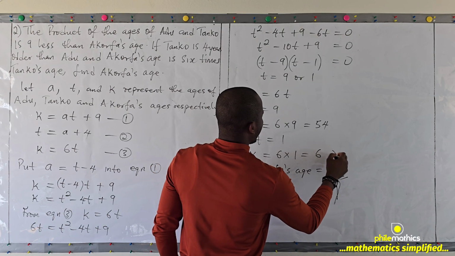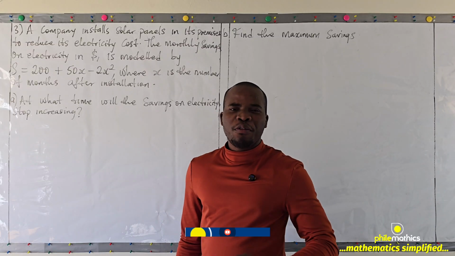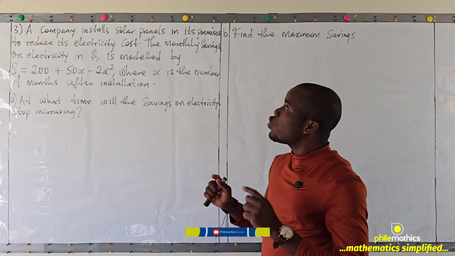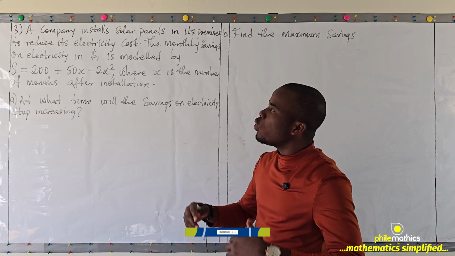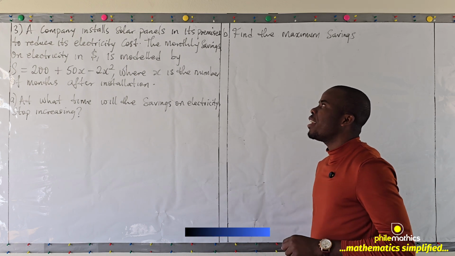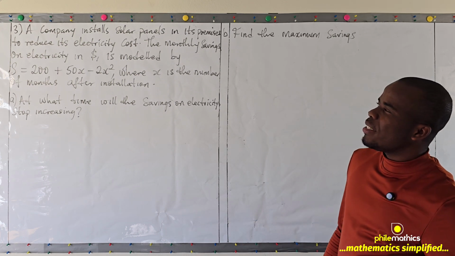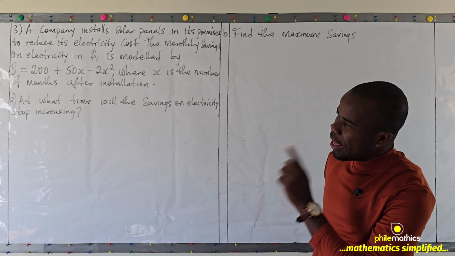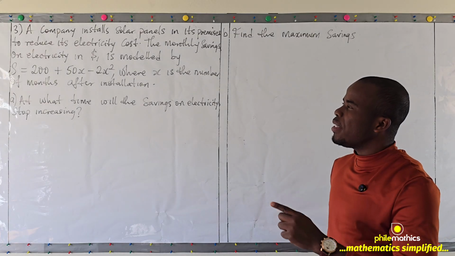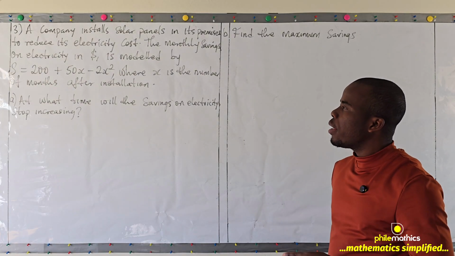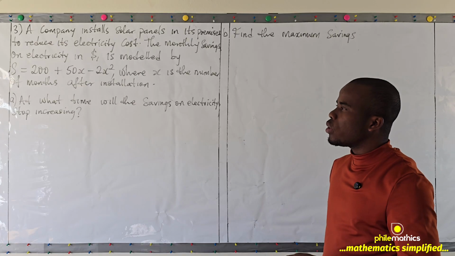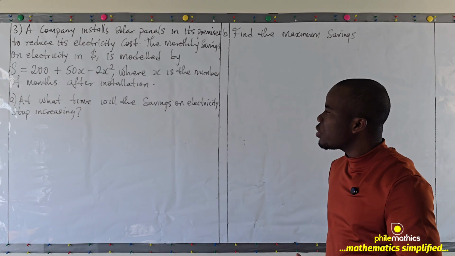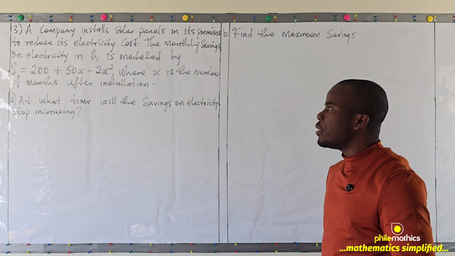For question 3 of WAEC 2025 theory, it says a company installs solar panels in its premises to reduce its electricity cost. The monthly savings on electricity in dollars is modeled by S equals 200 plus 50x minus 2x squared, where x is the number of months after installation. At what time will the savings on electricity stop increasing?